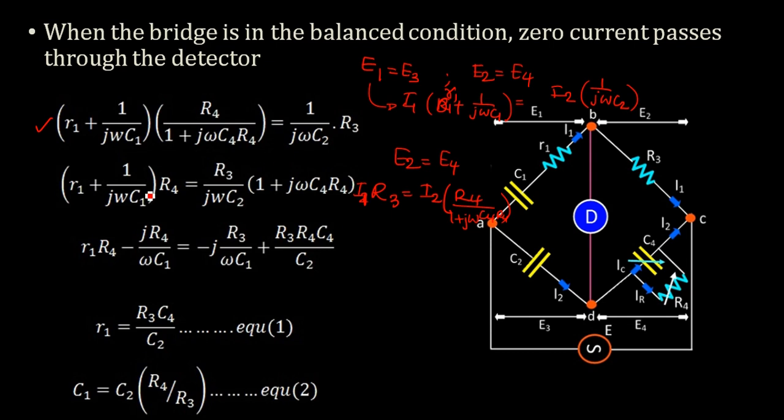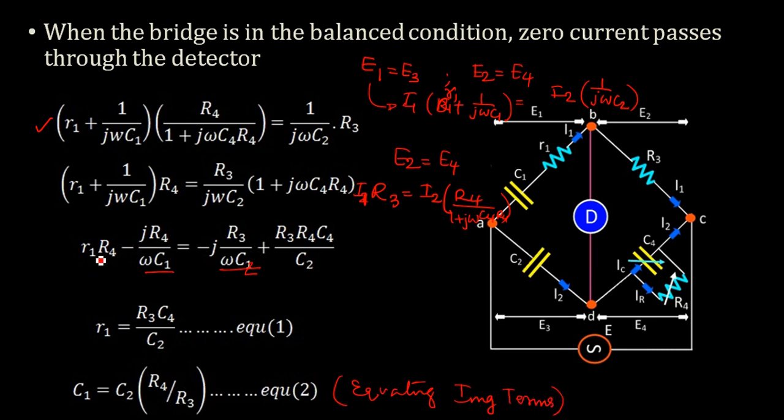Now you expand the terms and simplify, and group the real and imaginary terms together. Once you compare the imaginary terms, what you will get is R4 by C1 equal to R3 by C2. From that you will get the value of C1 as C1 equal to C2 into R4 by R3. So this is obtained by equating the imaginary terms.